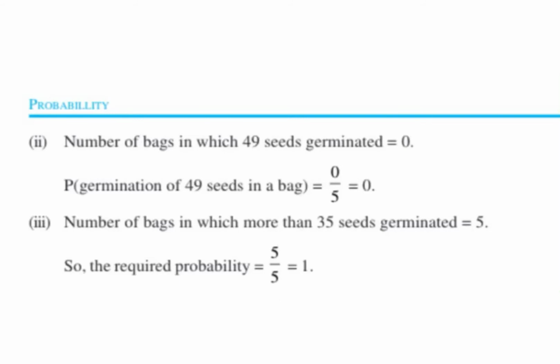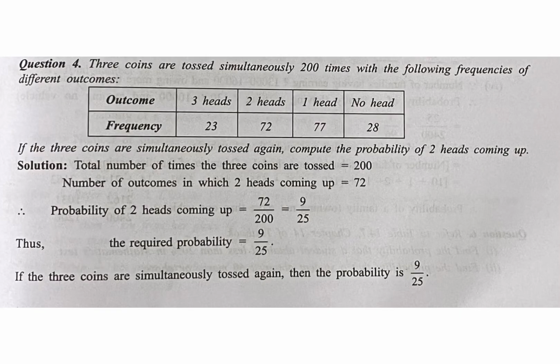Now, third one, number of bags in which more than 35 seeds are germinated. Now, here in the table you can see that in all the bags more than 35 seeds were germinated. So, number of bags in which more than 35 seeds germinated is equal to 5. So, the probability of germination of more than 35 seeds in a bag is 5 upon 5, that is equal to 1. Now students, let us see some of the exercise questions.